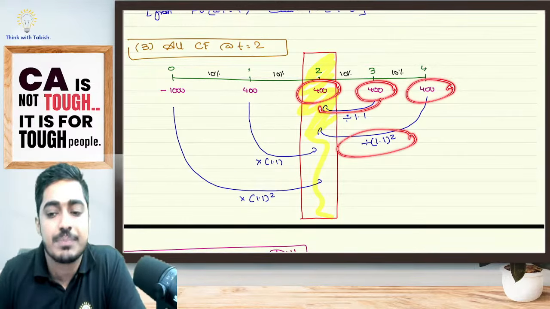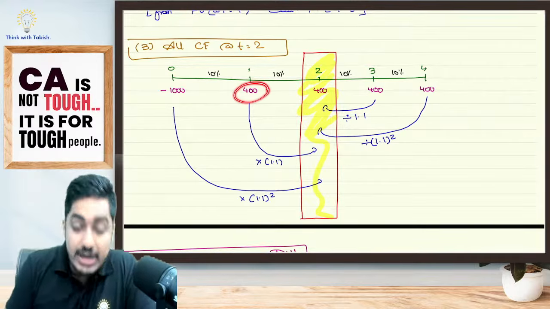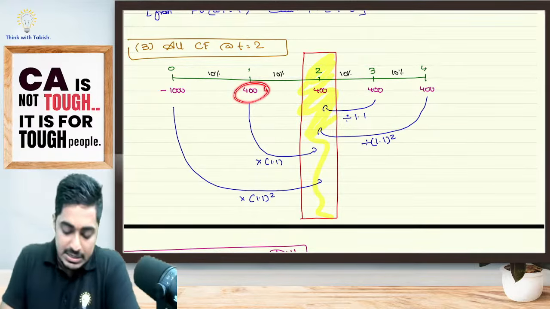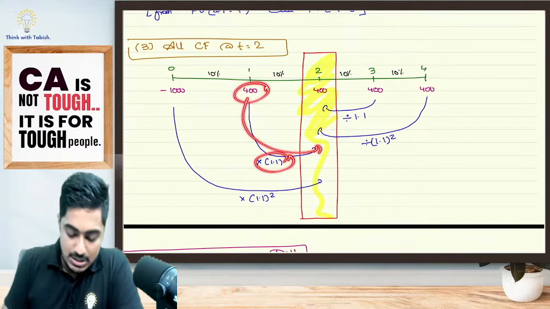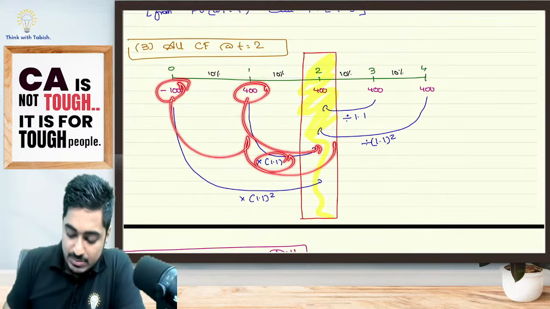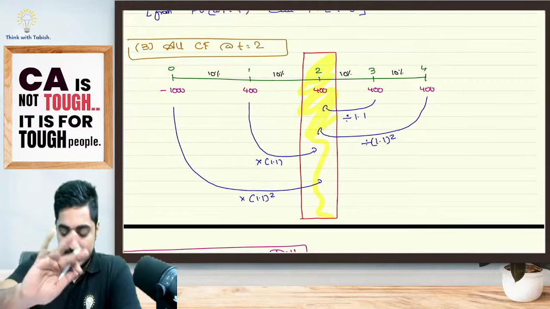Divided by 1.1 square. Okay. 400 is in first year. Take it to second year. Yes, 1 time I will add into 1.1. From 0th year, 1 time, 2 time into 1.1 whole square. Is this clear everyone? Okay.